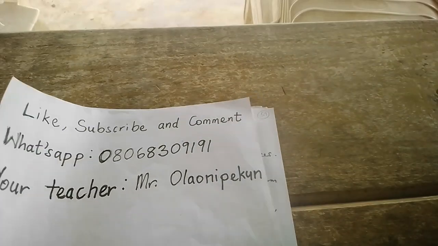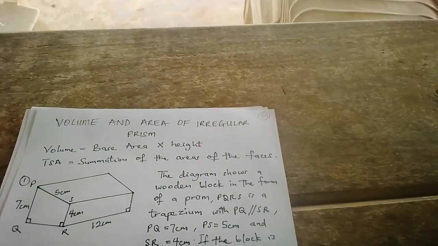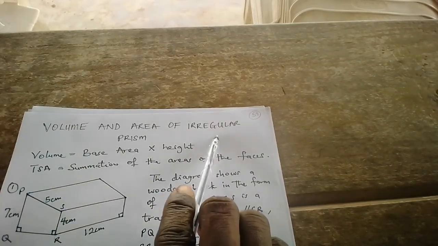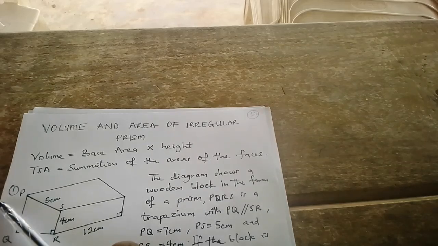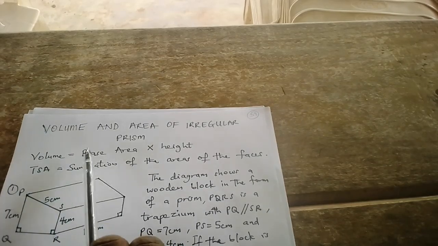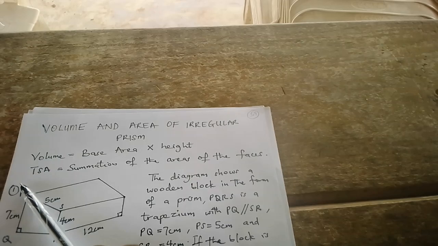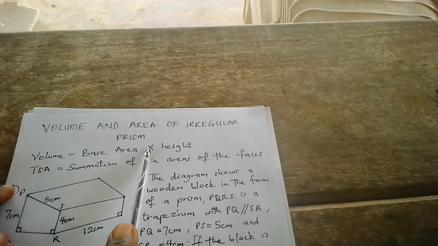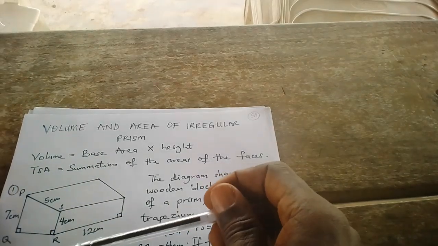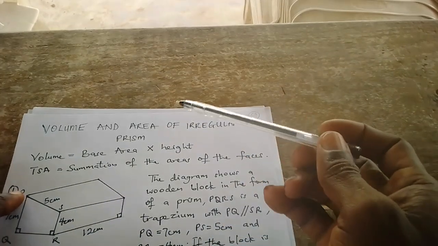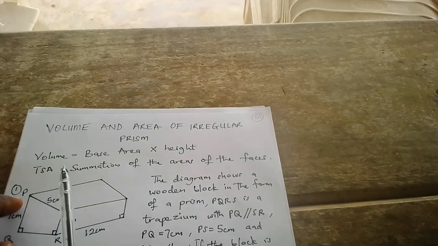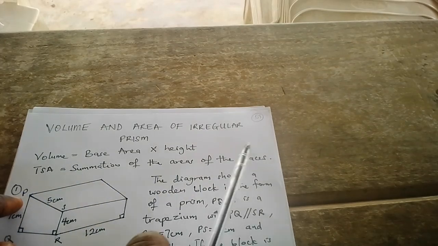Now let us consider the volume and area of an irregular prism. We said that for an irregular prism, there is no fixed formula. The volume of an irregular prism is the base area times the height. You pick any side you want to be the base, then multiply it by the height. Then the total surface area of the irregular prism is a summation of the areas of the faces.